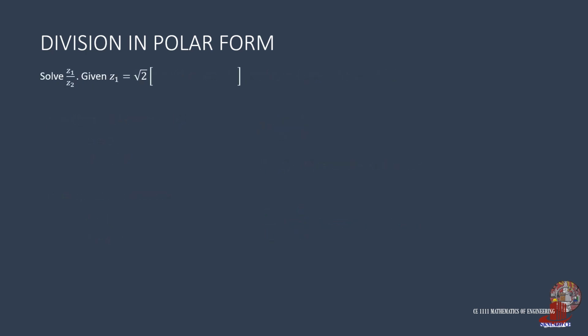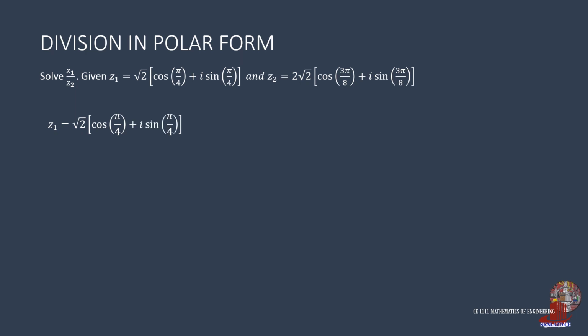The procedure still is followed even when theta is given in radians. Say we have z1 as root of 2 cis pi over 4 and z2 is 2 root of 2 times cis of 3 pi over 8. z1 is taken as root of 2 times cosine of pi over 4 plus i sine of pi over 4. So r is root of 2 and theta is pi over 4.